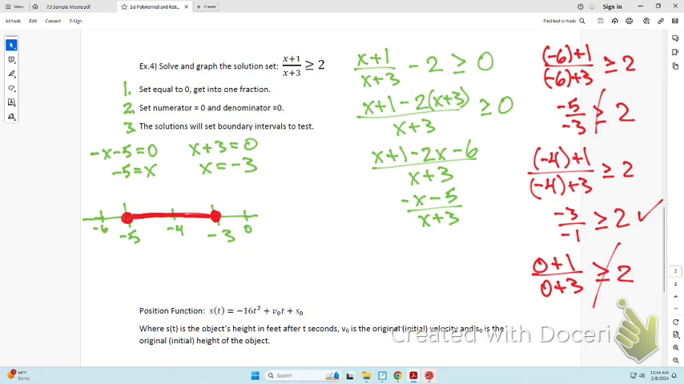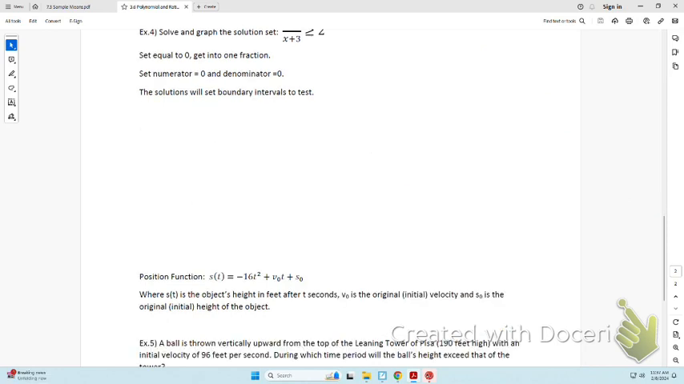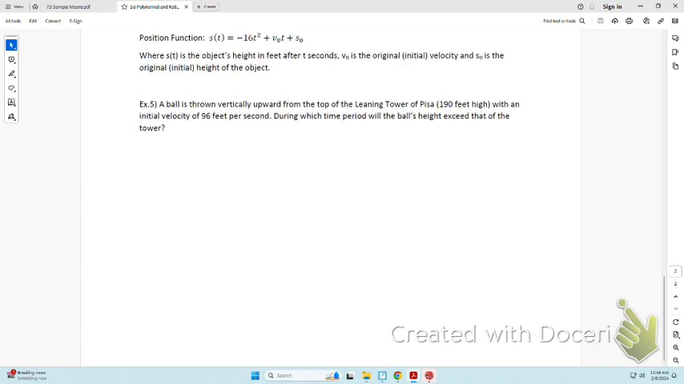All right, last problem. It's a physics problem, and we're throwing algebra and physics together. So it defines two of the variables. V naught is the initial velocity. S naught is the original or the initial height, which is the height of this tower, the Leaning Tower of Pisa. So let's change the function.